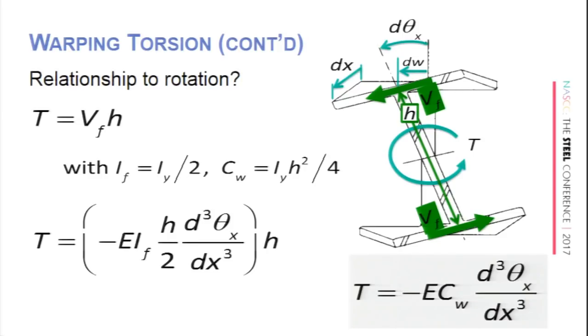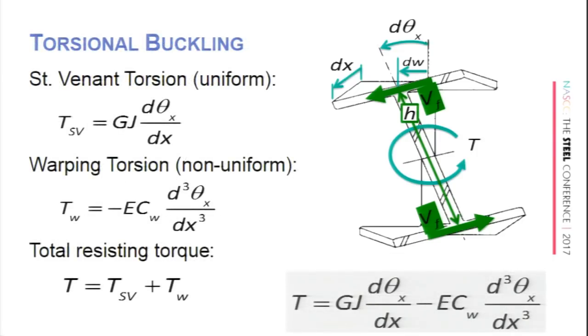So again, we're going to get to this expression for our torque in terms of our warping torsion. It's minus E times Cw times the third derivative again of theta over dx cubed. And we're going to start putting this all together. So there's our Saint-Venant torsion, GJ times the first derivative of the rotation. And here's the warping torsion, and notice the minus, so it's a help to our applied torque, is E times Cw times the third derivative of the rotation over dx cubed. And so there's our total resisting torque, which is now this expression.